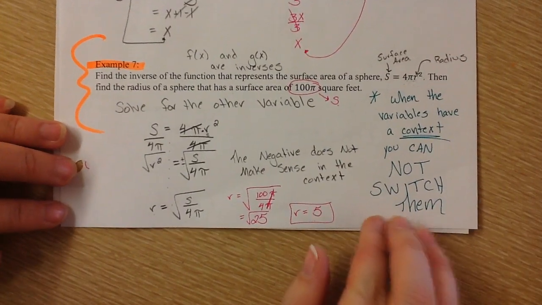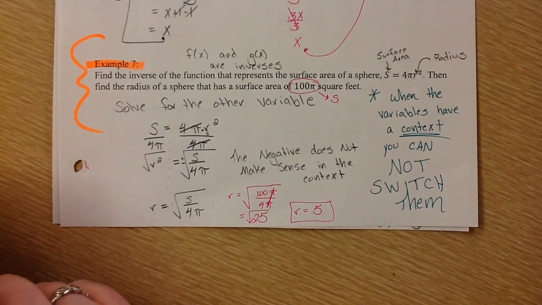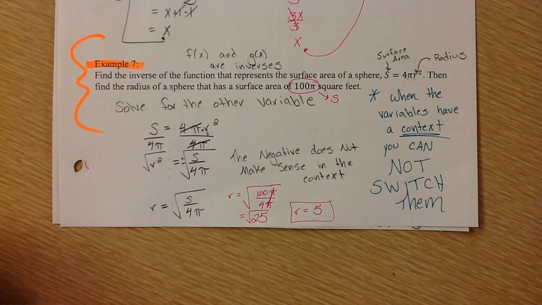Be very careful on the context problems. When the variables have a context, meaning they're representing something, you cannot just switch them. It doesn't work that way. Okay, good luck.